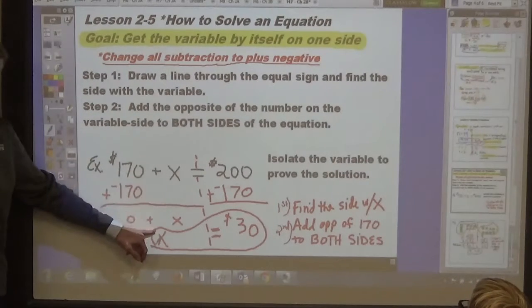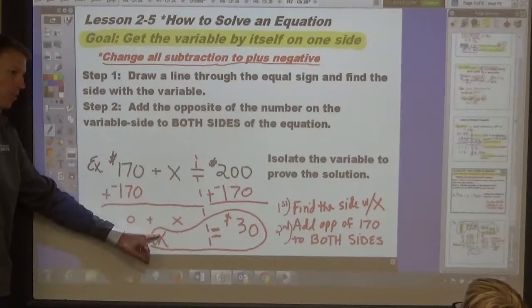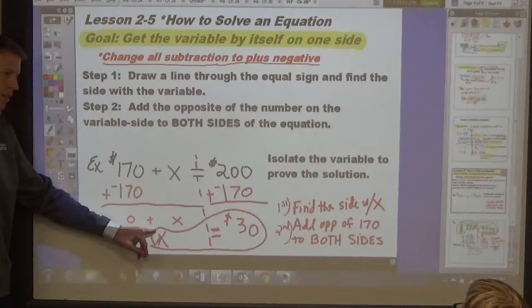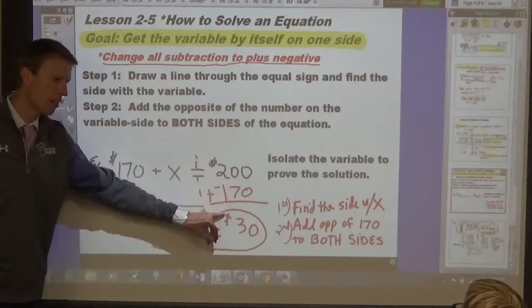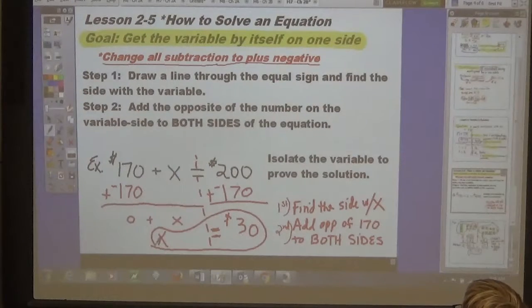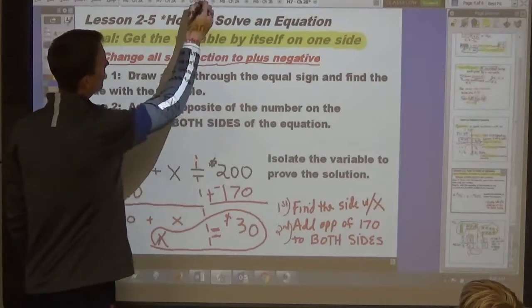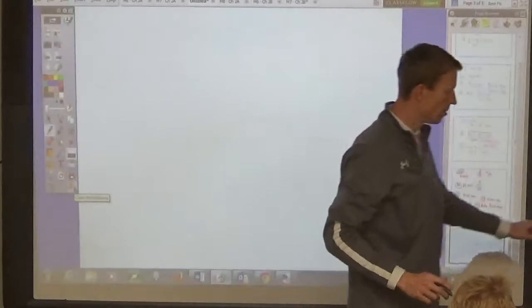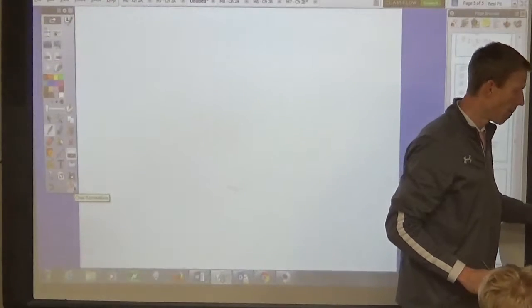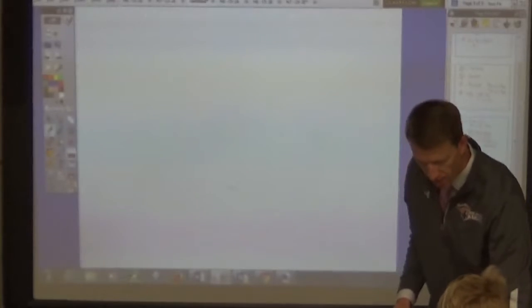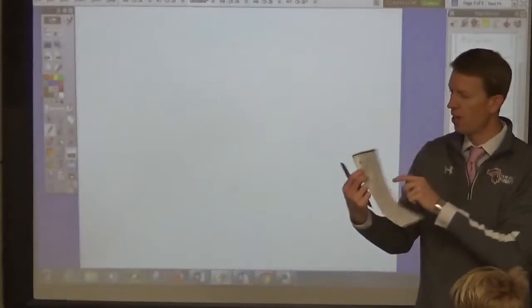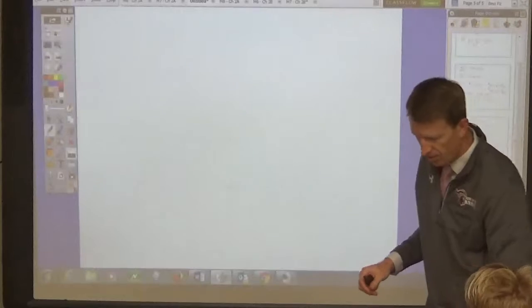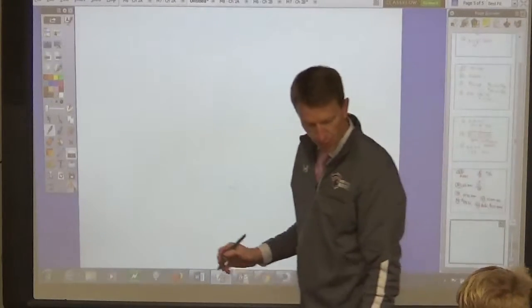So that's why you have to start on the side with the variable and isolate the variable first. Okay? And then do the same thing to the other side. Let's go to your assignment. I handed out a worksheet for you. Start on the side where it has check over to the right. Okay? So we're going to start with this first question.